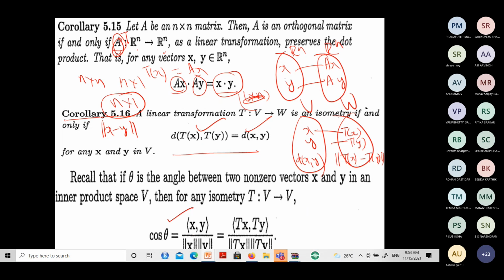Okay. So you remember what this is? Cos theta. What is the angle between two vectors? You remember or not? Angle between two vectors, how do you calculate? Cos theta is A dot B divided by modulus of A into modulus of B. This is the definition you have seen in physics. So what is A dot B? Here it is nothing but the inner product. So the inner product between A comma B divided by, modulus should be replaced by norm A, norm B. So instead of A and B, here they have taken X and Y.